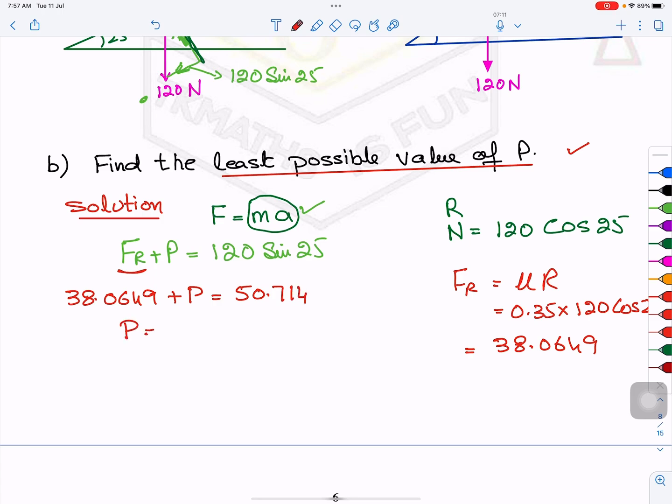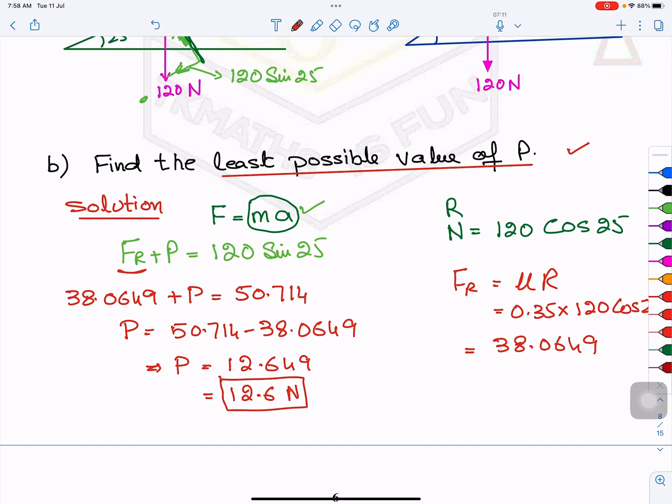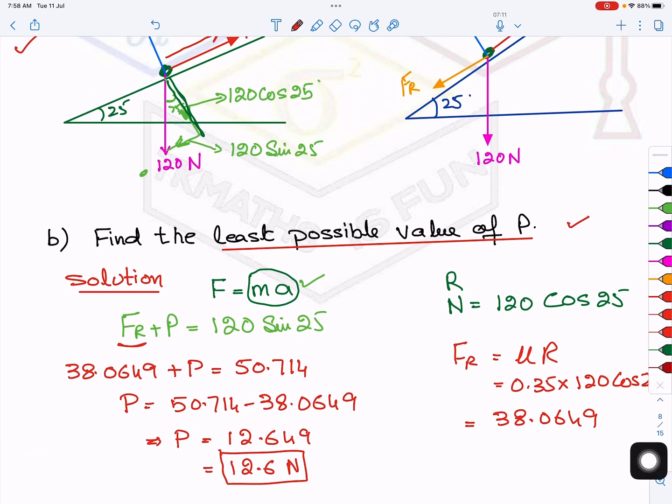So my P will be this value minus 38.0649. I'm just rounding off, or not, it doesn't matter. So the least value of the force P which is applied is P equals 12.49. If you write it in 3 significant figures, it will be 12.5 Newton. So this is the least amount of force you are applying.